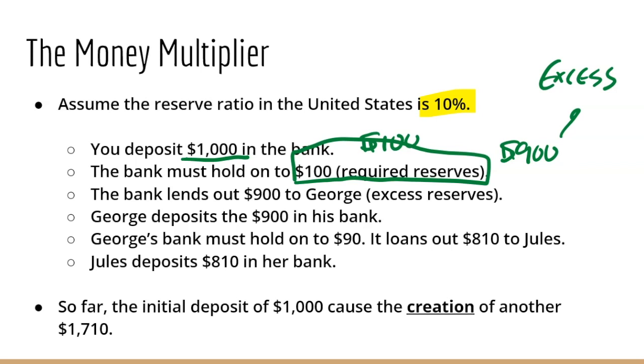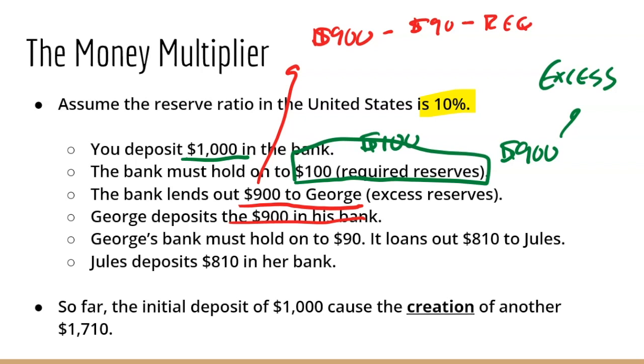Theoretically, what is the bank going to do? Well, the bank then can just loan it out. So let's say the bank lends out the entirety of that $900 to George. And let's say then George deposits $900 in the bank. Well, here, because of the 10% reserve requirement, the bank has to hold on to $90, and that goes in the required reserves. But there's $810 left, which then goes into the excess reserves for George's bank. Well, let's say that this bank decides to loan out the entirety of that $810 to Jules. And let's say Jules then goes around and deposits $810 into her bank.